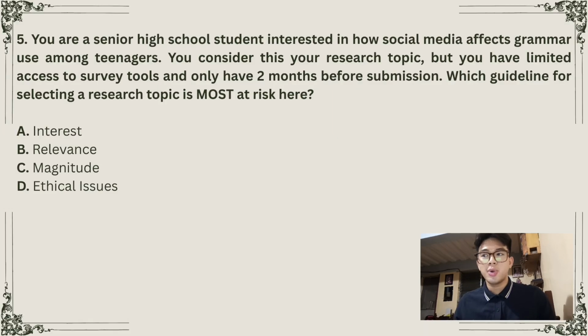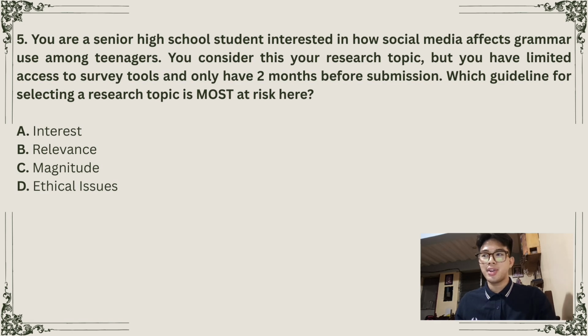Number 5. You are a senior high school student interested in how social media affects grammar use among teenagers. You consider this your research topic, but you have limited access to survey tools and only have 2 months before submission. Which guideline for selecting a research topic is most at risk here? Letter A, interest. Letter B, relevance. C, magnitude. And letter D, ethical issues.